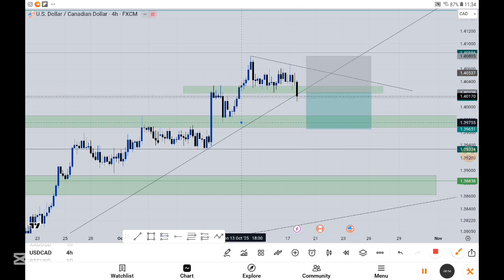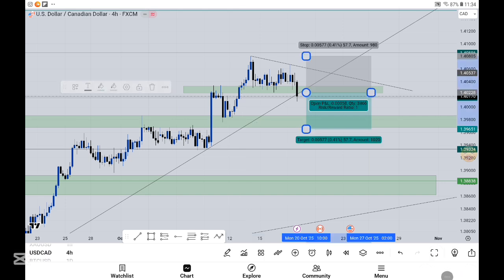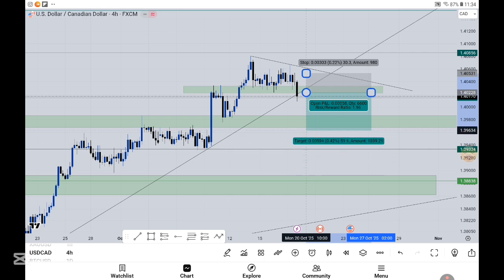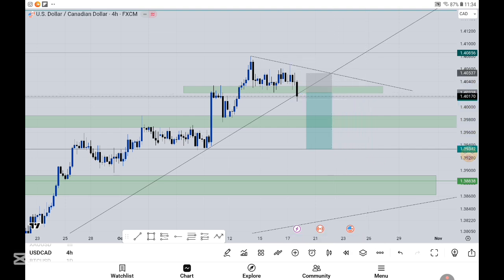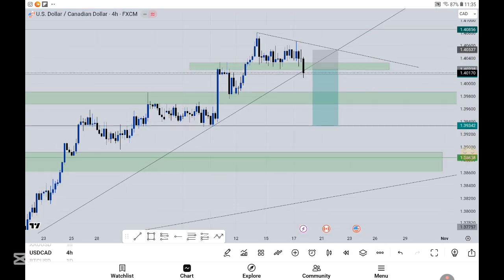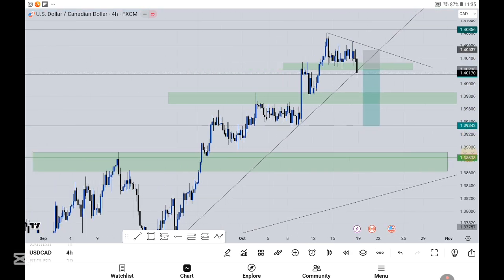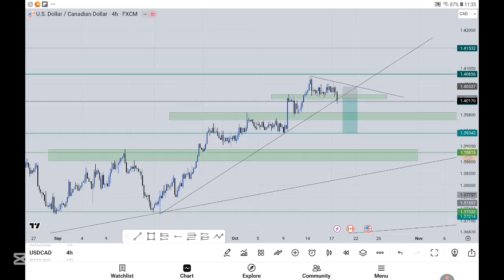Your short position should be there, and your SL should be somewhere here. Then you can target here. So this is what I'm expecting to see for next week's trade. It's just a short retracement to the downside before we start seeing a major buy to the upside.